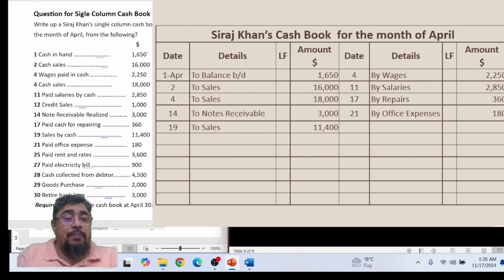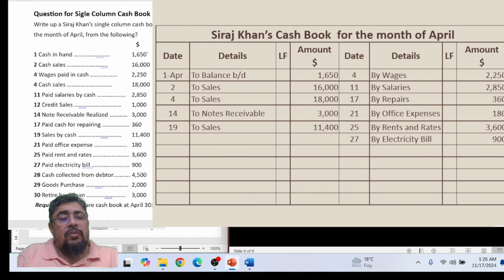Next, on 25th April, paid rent and rates. Same, we are paying the cash, so record on the credit side, by rent and rates, it is 3600. 25th April, we will write the date. Next, 27th April, same, paid electricity. So we are paying the electricity, so on the credit side we record this transaction on 27th April, by electricity bill. Amount is 900.